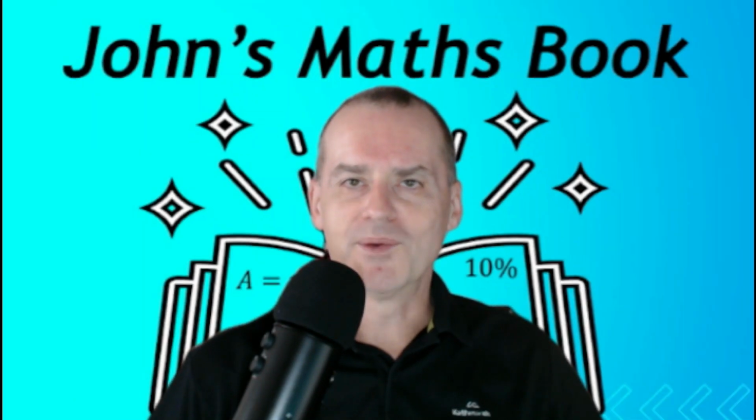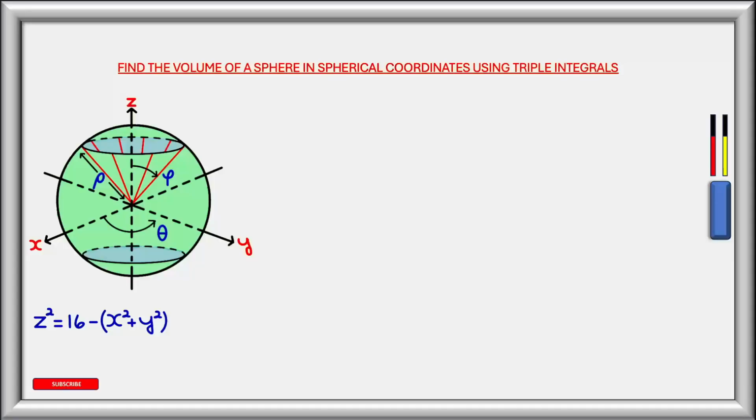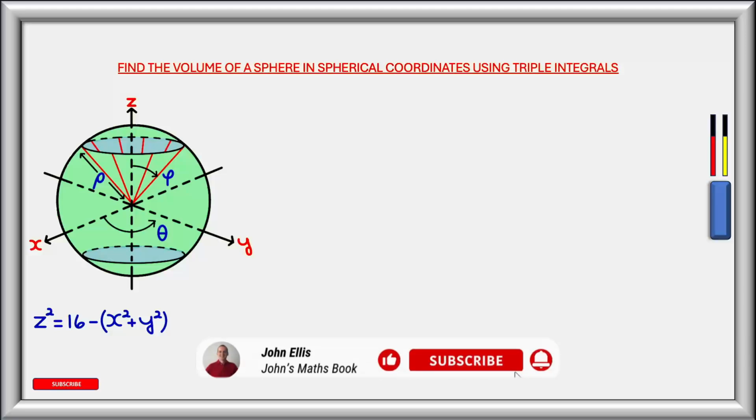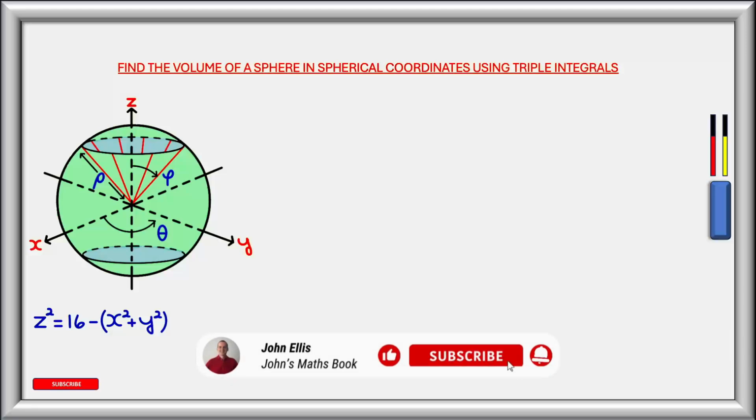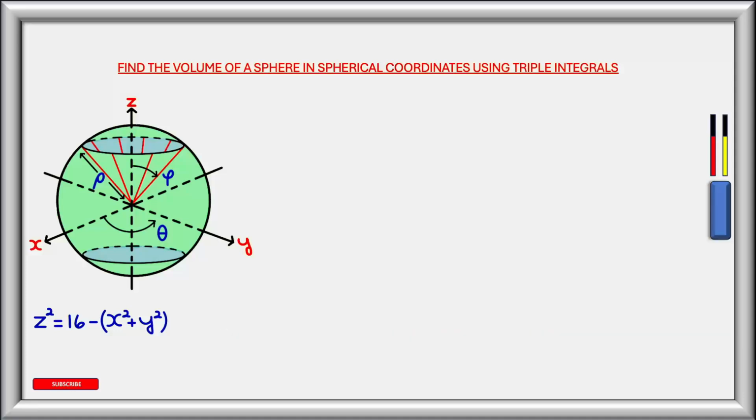Without further ado, let's go over to the whiteboard. Let's use triple integrals and spherical coordinates to find the volume of a sphere. I appreciate there are other simpler ways of doing this, like using the formula for the volume of a sphere. However, this example serves to demonstrate the techniques and steps of using spherical coordinates and triple integration. For more complicated examples, you'll need to use these techniques, as there will be no simple formula.